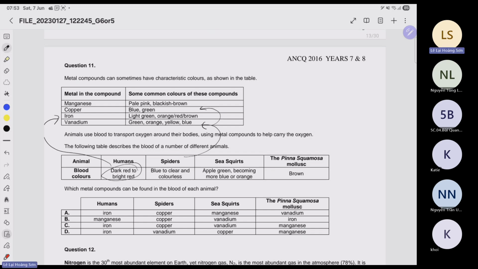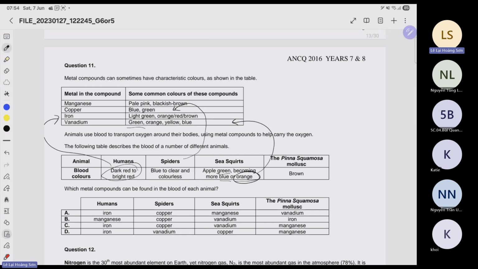And it can also give you the shade of orange or blue. All right, so it can only be vanadium. So the color of the metal for spider must be blue green. Okay, because it has the color of orange as well, and also green and blue, so it must be vanadium. And the last one, it has the color of brown.